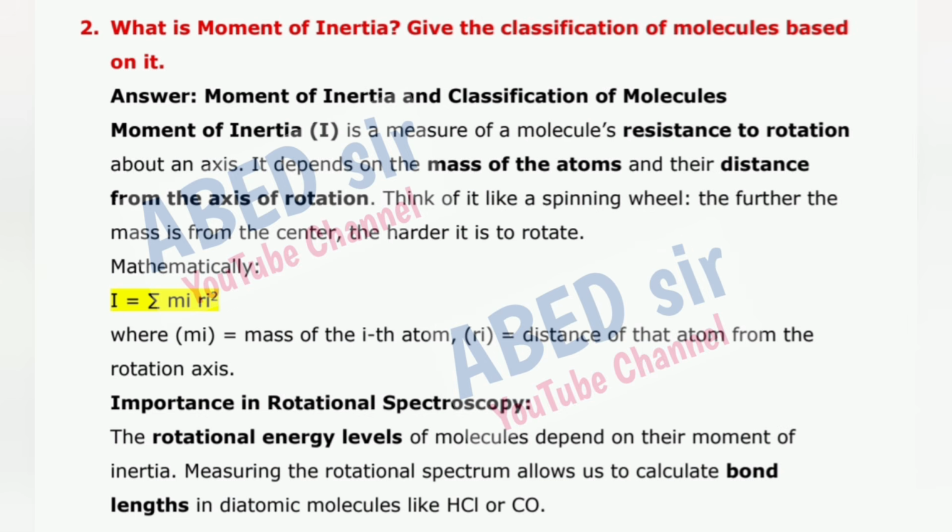Moment of inertia, I, is a measure of a molecule's resistance to rotation about an axis. It depends on the mass of the atoms and their distance from the axis of rotation. Think of it like a spinning wheel: the further the mass is from the center, the harder it is to rotate. Mathematically, I = Σmᵢrᵢ², where mᵢ is the mass of the ith atom and rᵢ is the distance of that atom from the rotation axis.